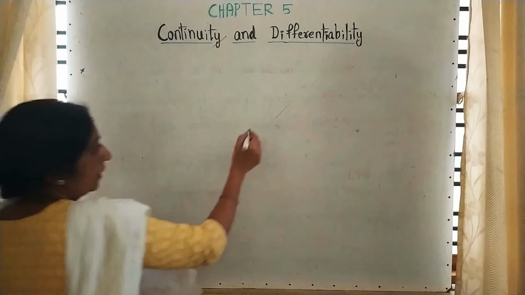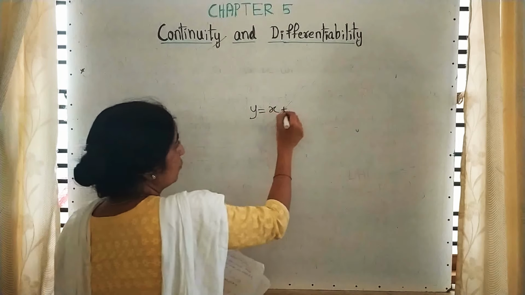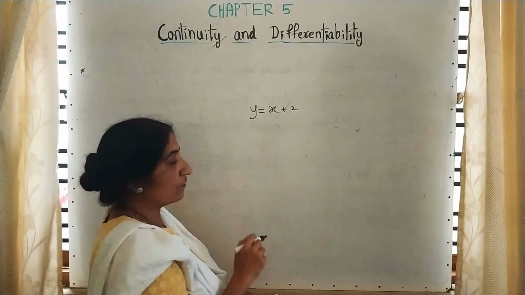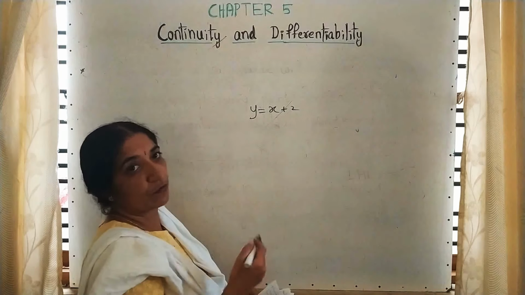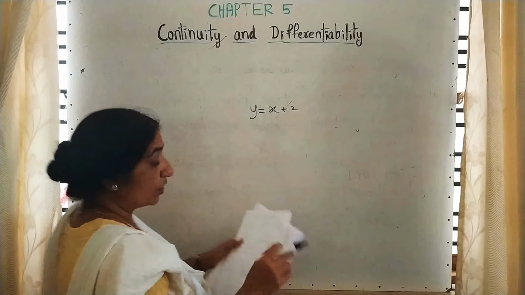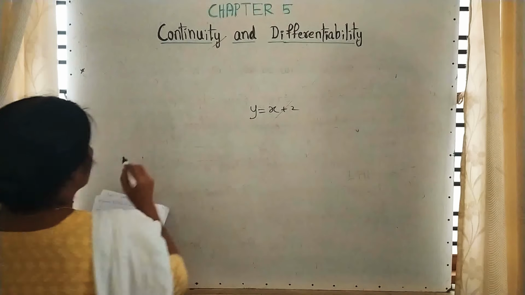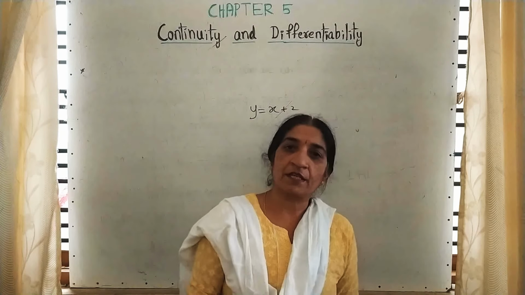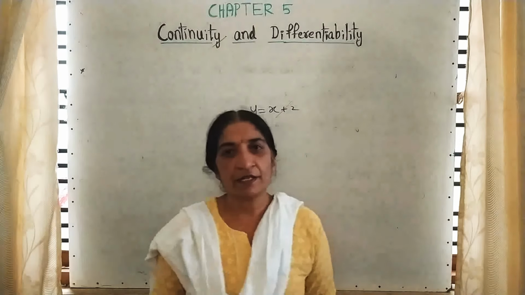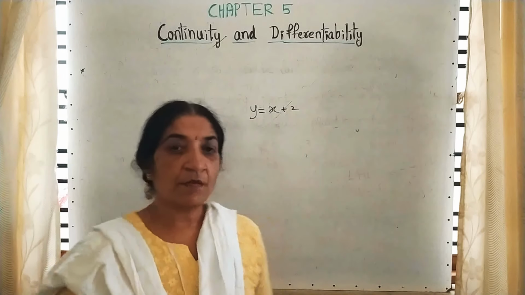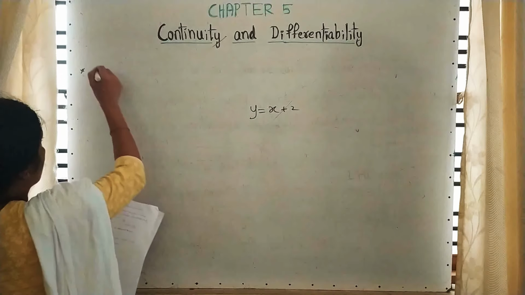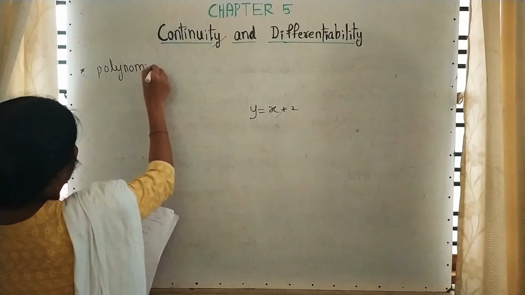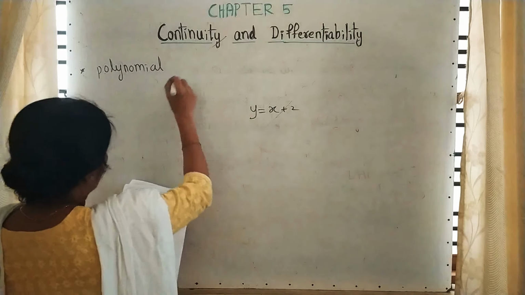See, if you take y is equal to x plus 2, you know that this is a polynomial function and it is nothing but a linear equation. If you take a quadratic, a cubic, whatever, all the polynomial functions are continuous. Somewhere we are using these results directly because if it is a polynomial, directly you can write that the function is continuous because it is a polynomial function. For that you have to be familiar with what a polynomial function is.